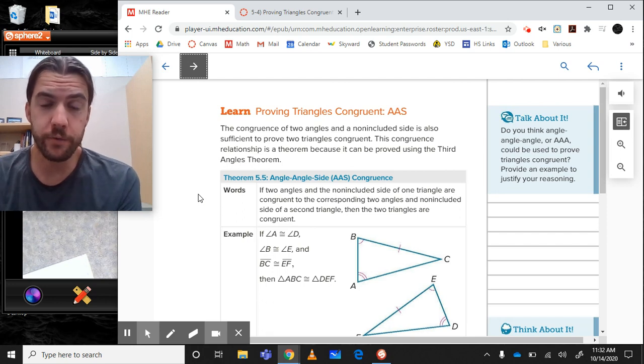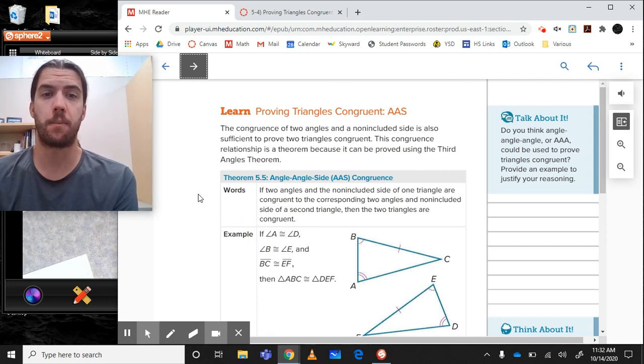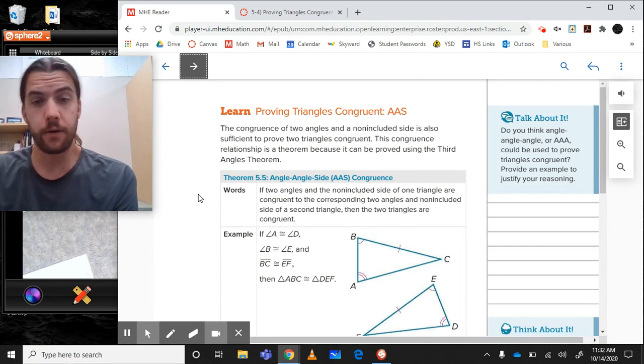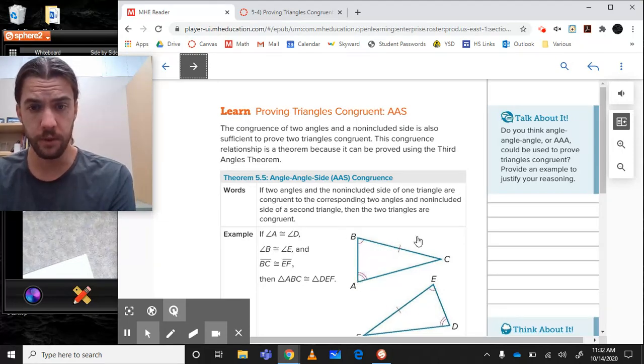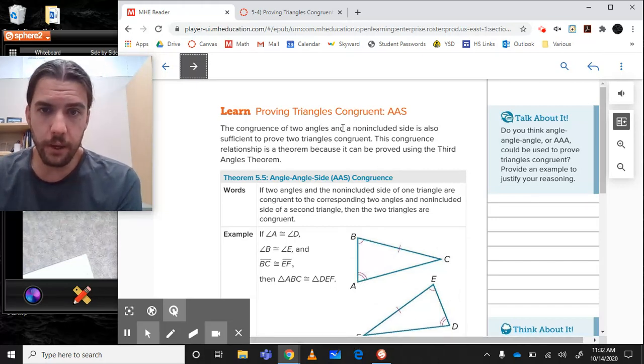Okay, so now we're going to move on to the angle side property, which is very similar to angle side angle. It just says that if we know an angle and a side, and we know that those are congruent to another pair of angles and another side, then the whole triangles must be congruent. Okay, so the congruence of two angles and a non-included side, so this is not the included side, right? It's not between the angles, it's a non-included side, is also sufficient to prove two triangles congruent.